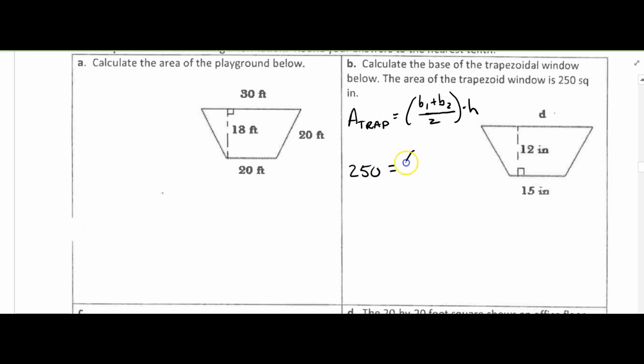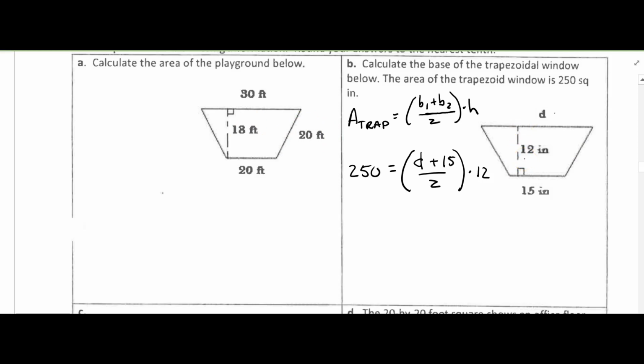250 is equal to, I don't know the top base, I'm going to put D, that's the variable they used, plus 15 divided by 2, and then the height here is 12. Make sure that your height is vertical. Okay, if they give you one of these sides, for example, this 20 over here and this one, that's not the height. The 18 is the height, so here the 12 is the height.